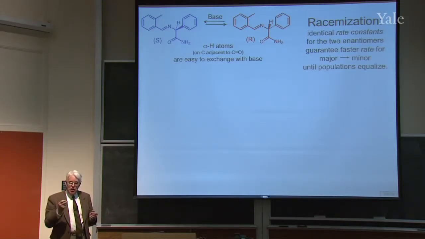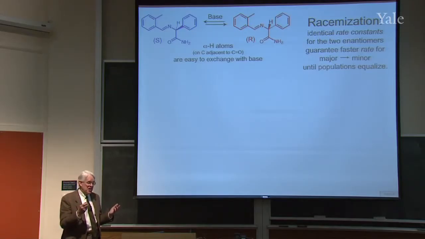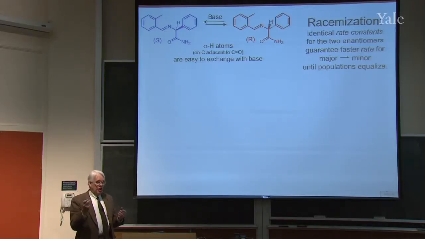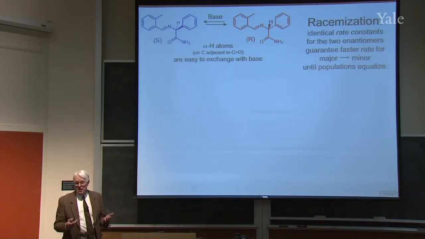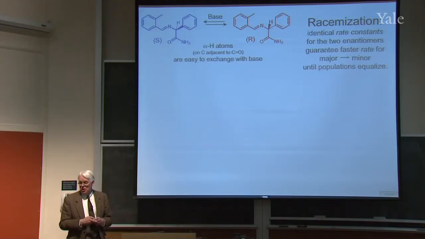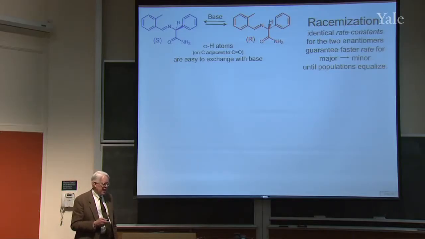You have an alpha hydrogen at the chiral center, the stereogenic center. You put base in, pull it off, put it on, and you've lost all the effort you put in to make the thing a single enantiomer in the beginning, okay?